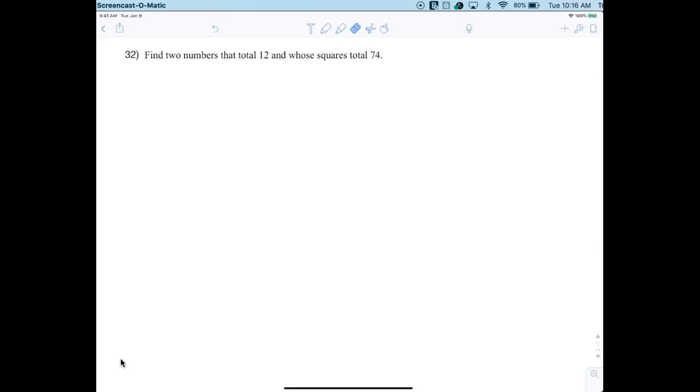So how do I find two numbers that total 12? What does that mean? You add them together, right? So what variables are we going to use? What two numbers are we going to use? Letters. Oh, X and Y. Yeah, X and Y. So we want two numbers that add up to 12. Now, what do I do to those two numbers? Square them. So x squared plus y squared equals 74.